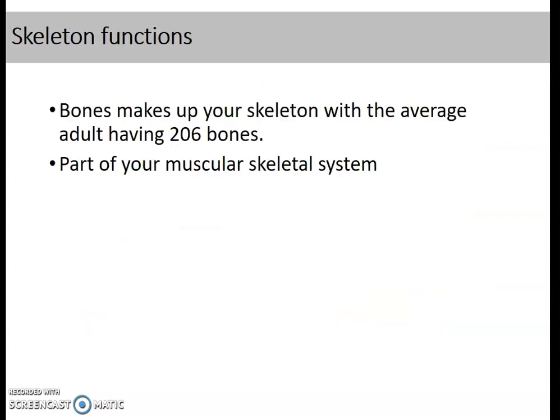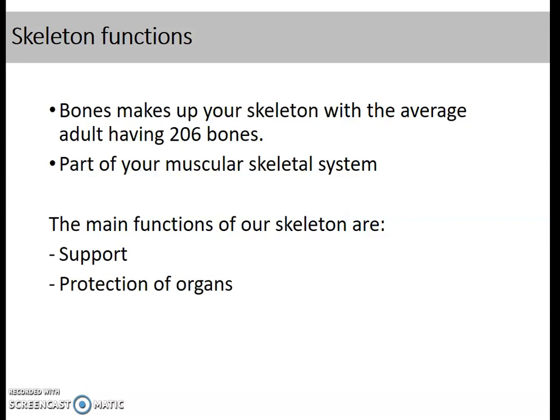So the skeleton's functions are that the bones make up your skeleton and the average adult has 206 bones. That is part of your musculoskeletal system and it's a really important system. So the main functions are support, protection of organs, movement, and the making of blood cells. So without our skeleton, we wouldn't be able to do those 4 functions because the making of blood cells is actually inside your bones. So in something called your bone marrow, if you want to find out a bit of extra information about that, you can go away, you can research about bone marrow.